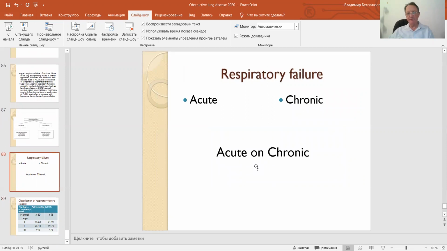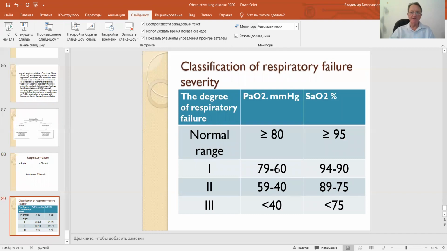of the respiratory system. Respiratory failure can be divided into acute, for example, in case of pneumonia, and chronic in case of COPD, and sometimes acute on chronic. The severity of respiratory failure is based on the measured pressure of oxygen in the blood or saturation, using pulse oximetry. Normal range is greater than or equal to 80 millimeters of mercury partial pressure of oxygen, or saturation equal to or greater than 95%.